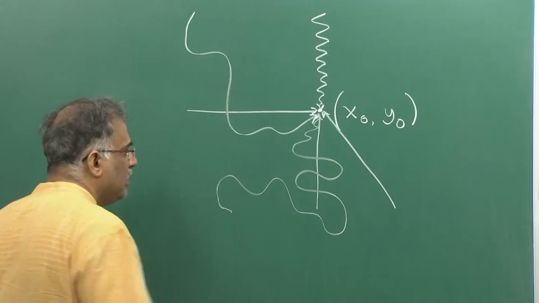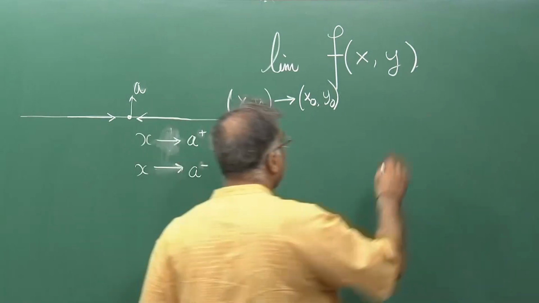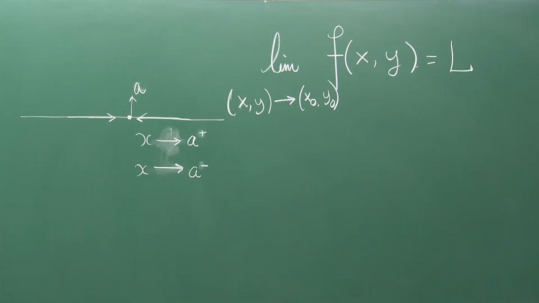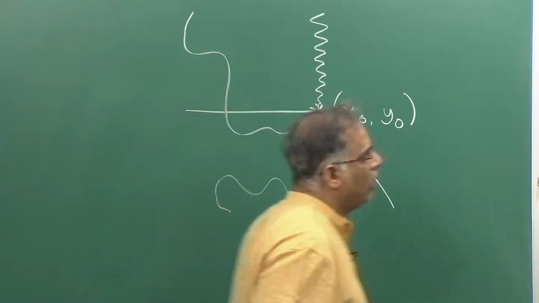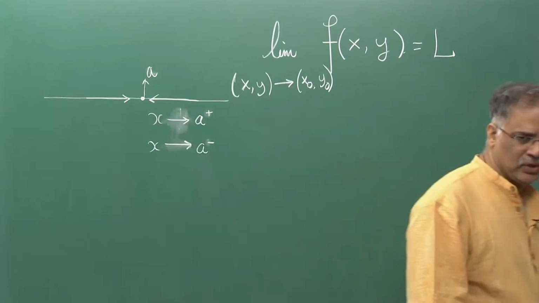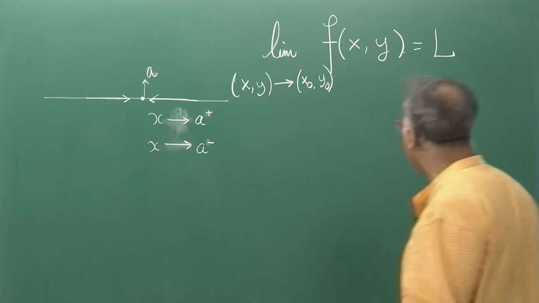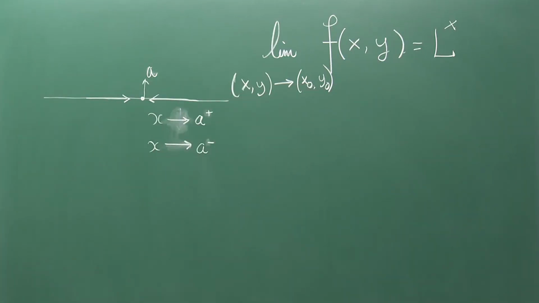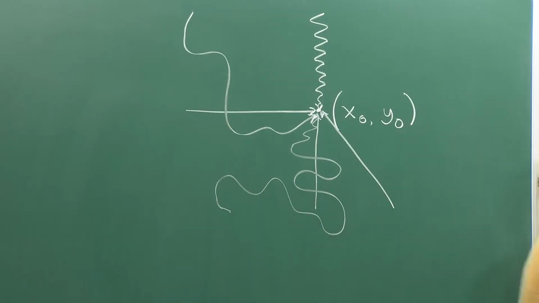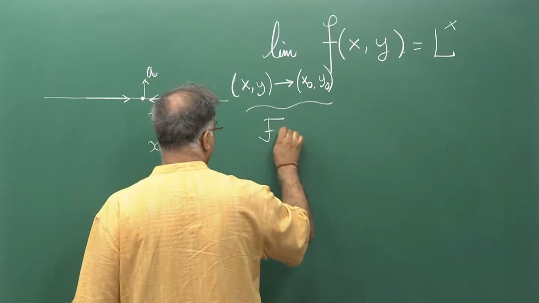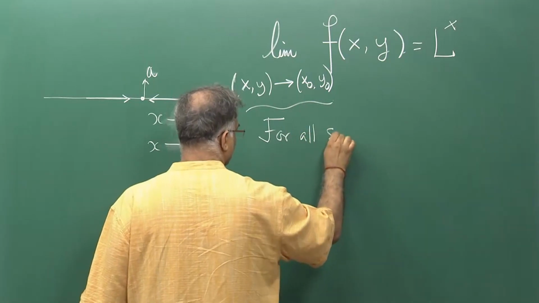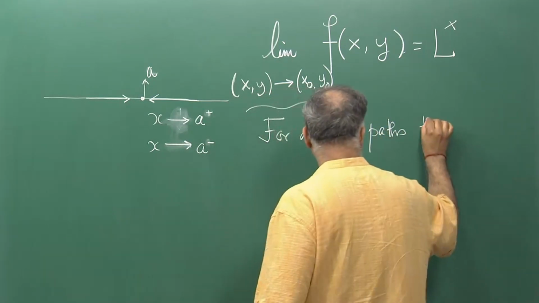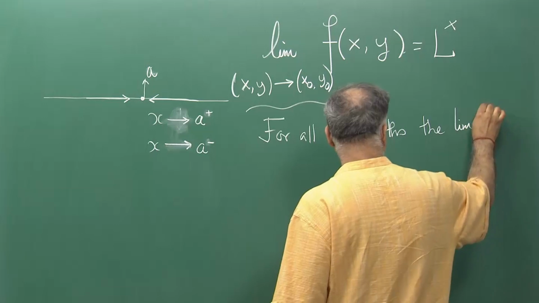Then you have to understand, if I say this is equal to L, then it means whichever path I approach x naught y naught, for all such paths the limit must be L. If there is one path for which the limit is not L, then we say that the limit does not exist. So, remember this means for all such paths the limit must be L.